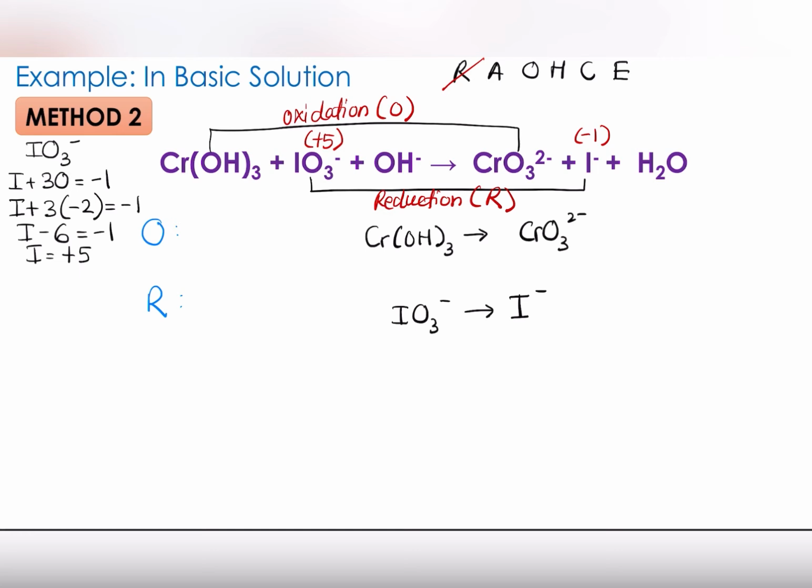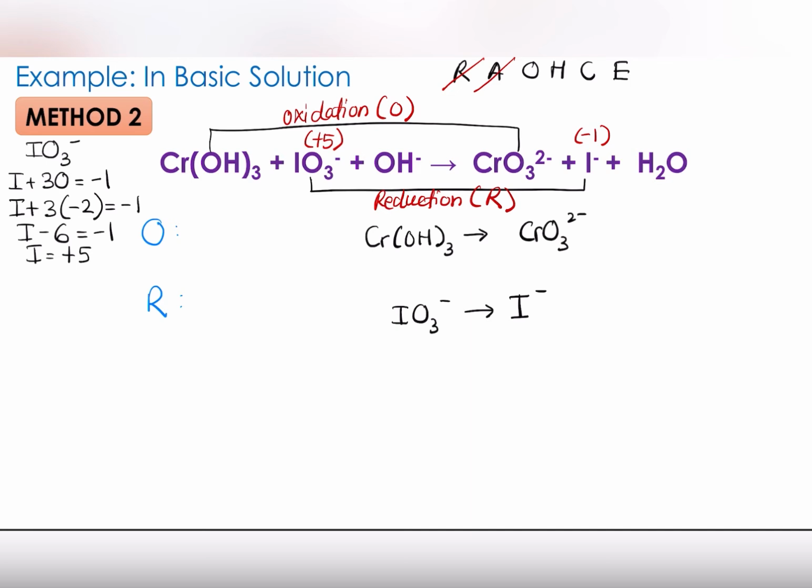Now I'm going to complete for A. So atoms except oxygen and hydrogen. In this case, we are going to take a look at chromium. So I got both same value, both sides. So nothing to change. And then for iodine, I got both same bilangan. So nothing to change. So settle for A.